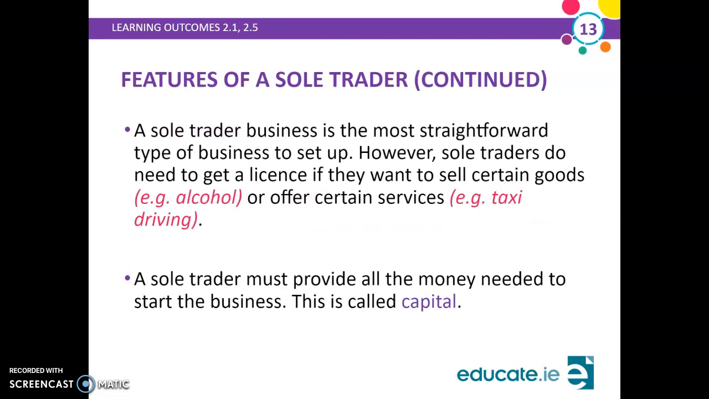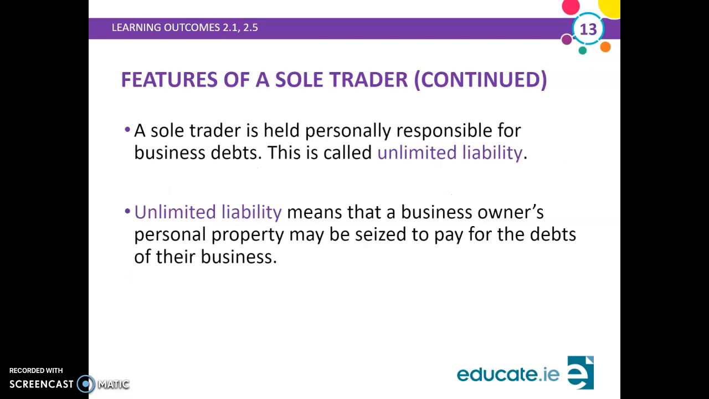Features of a sole trader. A sole trader business is the most straightforward type of business to set up. However, sole traders will need to get a license if they want to sell certain goods, for example alcohol, or offer certain services, for example taxi drivers. A sole trader must provide all the money needed to start up the business. This is called capital. A sole trader is held personally responsible for the business. This is called unlimited liability.